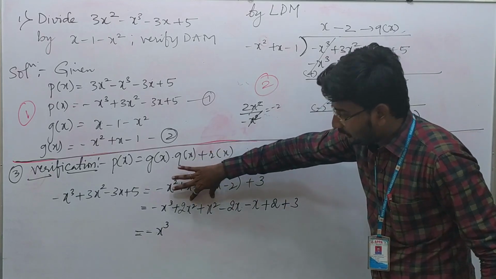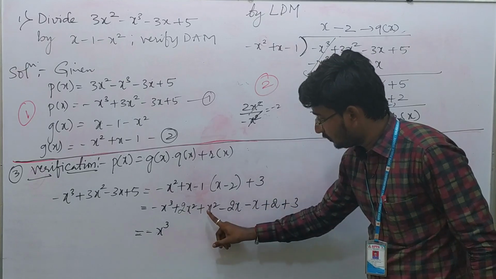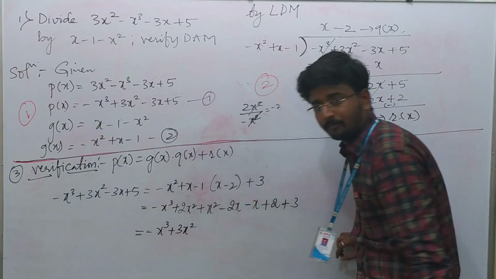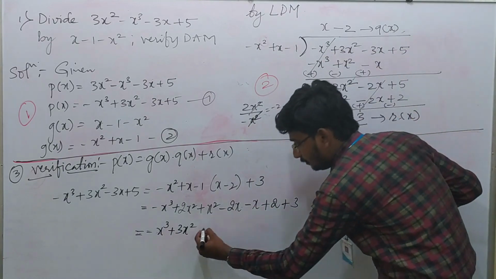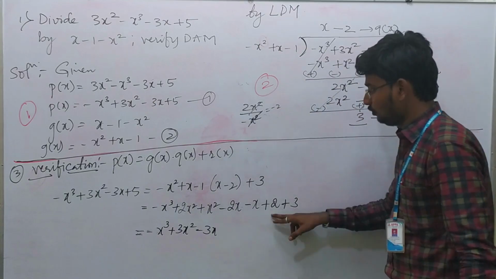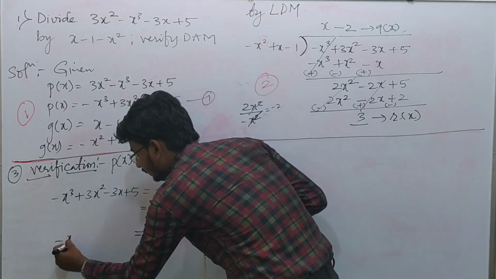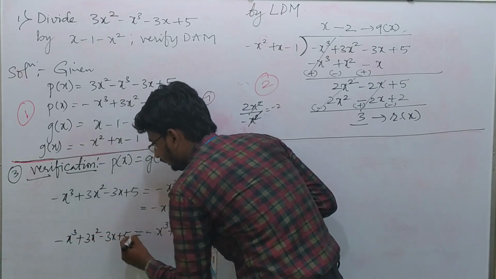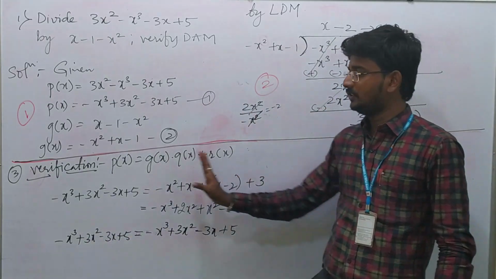X square term, only 2. There are no other x square terms. 2x square plus 2x square plus x square will be plus 3x square. Minus 2x minus x minus 3x. 2 plus 3 is 5. Minus x cube plus 3x square minus 3x plus 5. Check now, LHS and RHS are both equal to each other, hence verified.